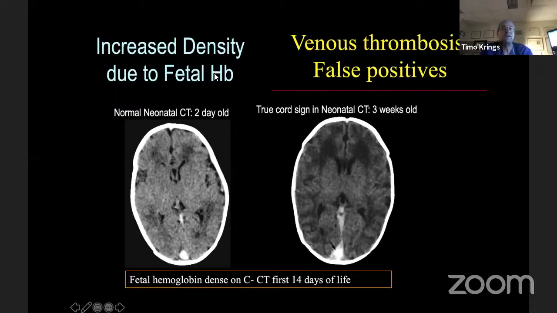So in the neonatal age group, you have a very much increased density due to fetal hemoglobin that looks as if it was thrombus, but you would have to do, in this case here, of course, additional imaging to identify whether this is truly enhancing, i.e. normal, or whether you have an empty delta sign.